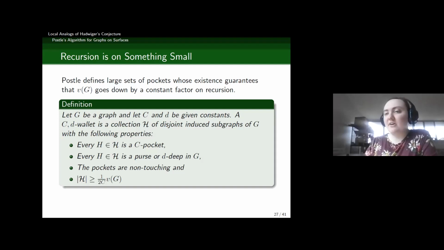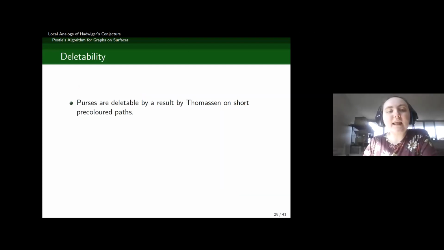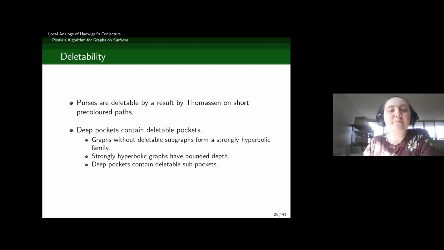The pockets are non-touching, so no common edges, no common vertices, and there are a lot of these pockets, so a linear number in the size of the graph. So it now suffices to show that these wallets exist and that they're deletable. So purses are deletable. This is by a result by Thomason on short pre-colored paths in planar graphs.